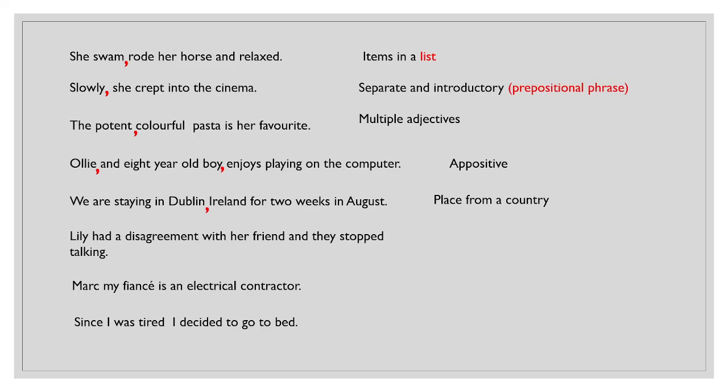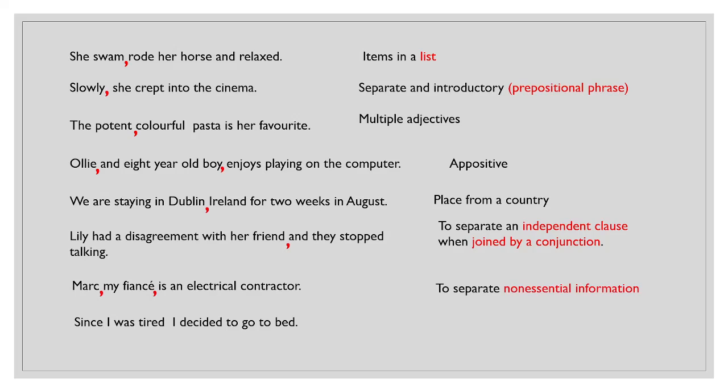Lily had a disagreement with her friend, and they stopped talking. Lily had a disagreement with her friend makes sense on its own, and they stopped talking makes sense on its own. So here we have an independent clause joined by a conjunction. Mark, my fiancé, is an electrical contractor. Mark is an electrical contractor. My fiancé is a bit of extra information.